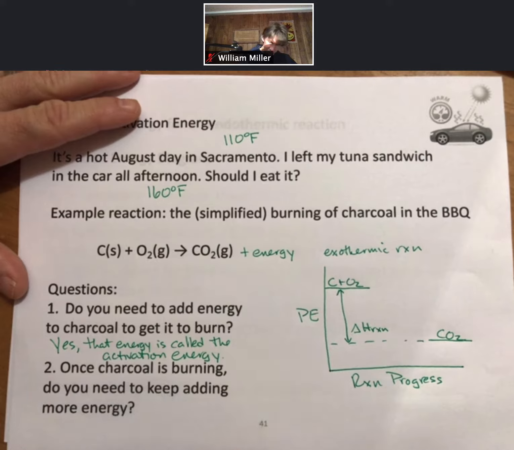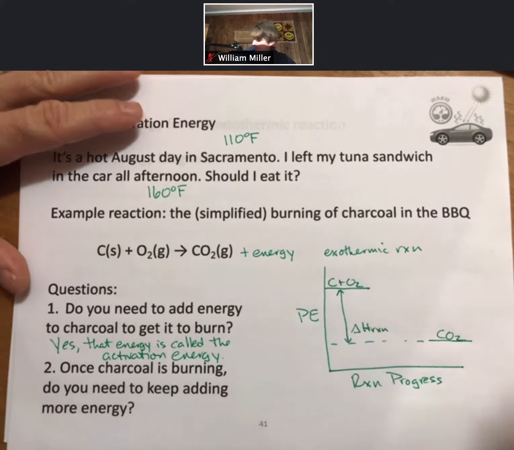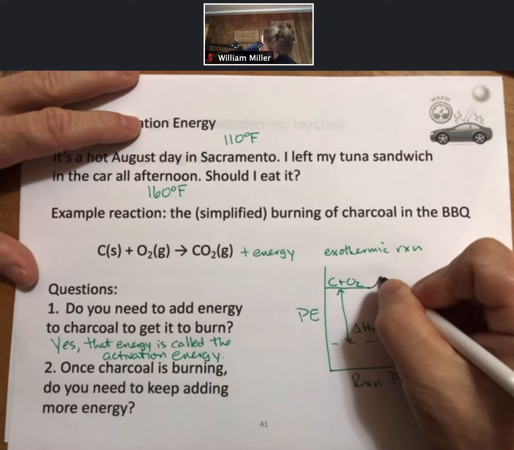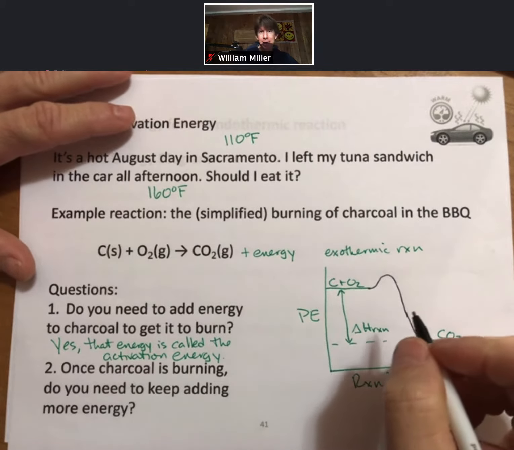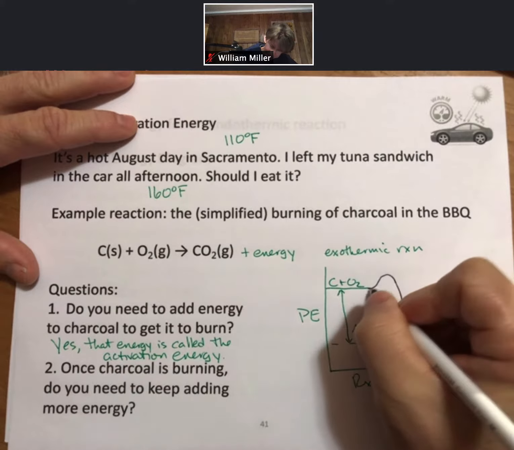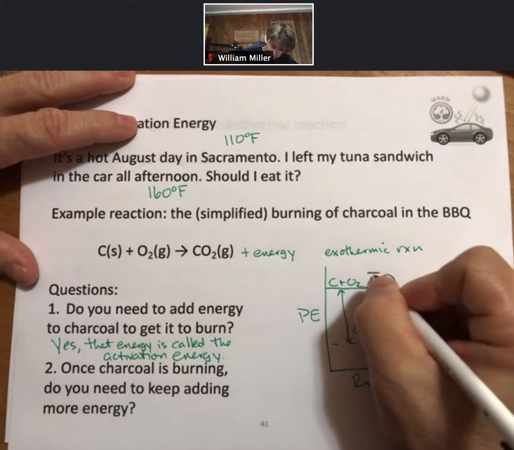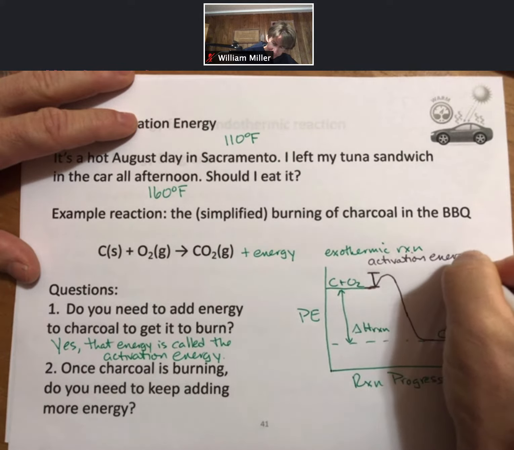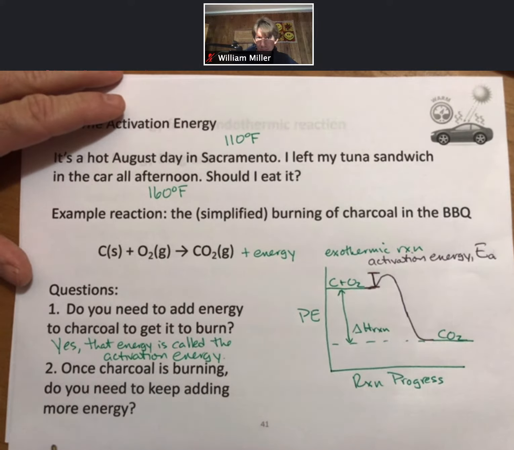Now, here's where we draw the activation energy. It is a little, or not little, but it is an energetic bump between reactants and products. And the activation energy, as we'll see, is defined from reactants to the top of the hump. So this place here, this energy, is called the activation energy. And it is E sub A.